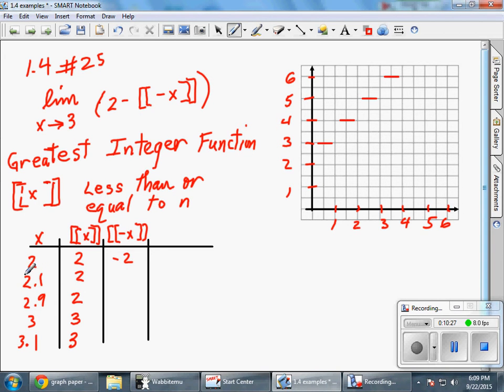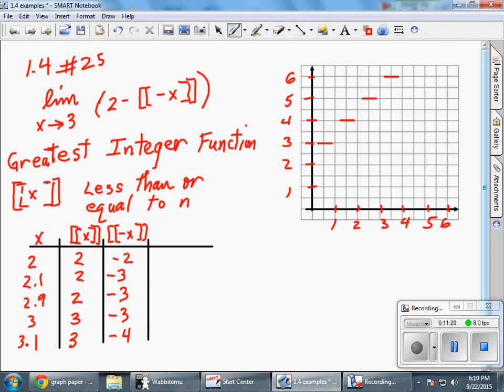Now we put in 2.1 for x and take the opposite, -2.1. Now we have to go less than. What's the next integer that is less than -2.1? It's -3. Keep in mind, -3 is less than -2. So 2.9 would also be -3. Here's where we have to be careful. At 3, we get -3, and we're at an equal to, so that's also -3. At 3.1, the opposite is -3.1. What's the nearest integer less than that? Now we go to -4.